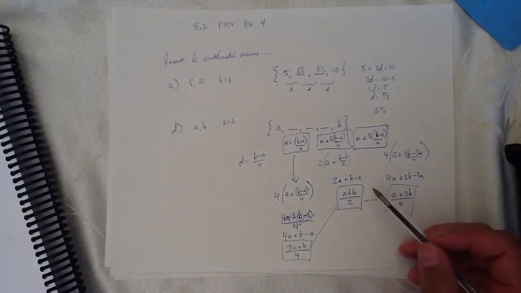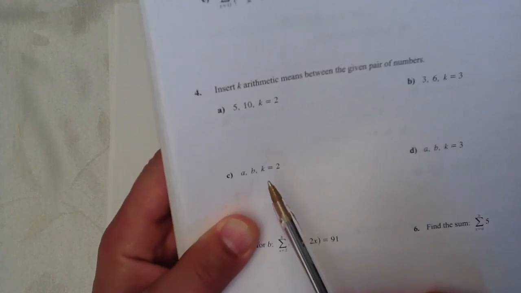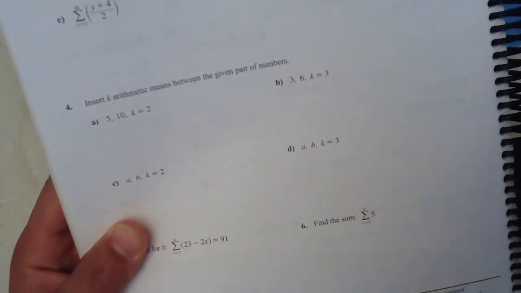Now, having watched that, you should be able to do this one here, because this is the same thing except there's 2 arithmetic means instead of 3, so it's a bit simpler.